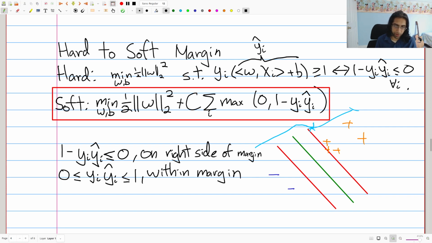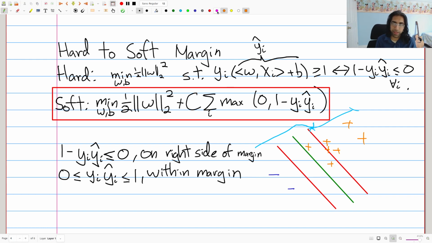So this case corresponds to things which are correctly classified, because remember, if yi hat is greater than 0, that means that it's correctly classified. But it's going to be things which are not, say, strongly correctly classified, and that corresponds to points which may fall here.